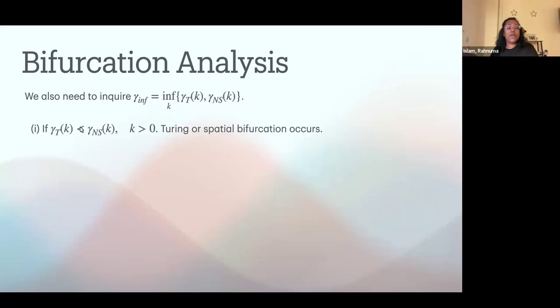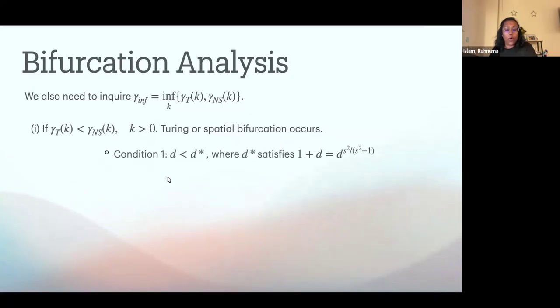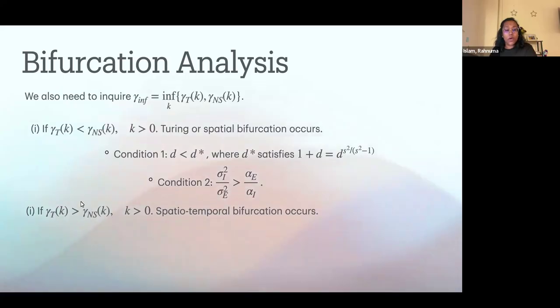So this one says that gamma t, that means Turing bifurcation, will occur for k equal to 0 when this one satisfies this condition. So d has to be less than d star, where d star satisfies this one. Another condition is that the ratio of the lateral ranges of the inhibitory and excitatory has to be greater than the amplitude of the excitatory divided by the amplitude of the inhibitory. And then the Neimark-Sacker will occur.